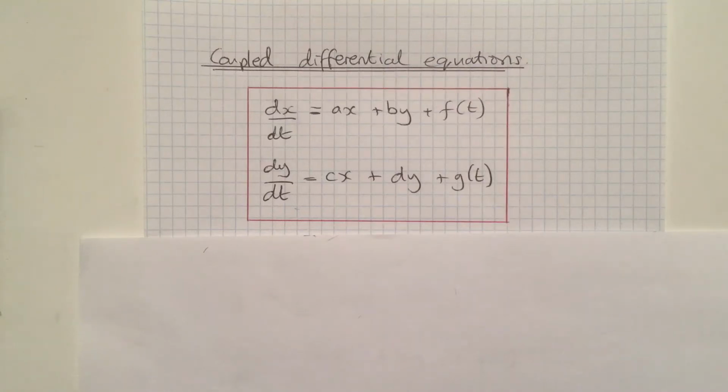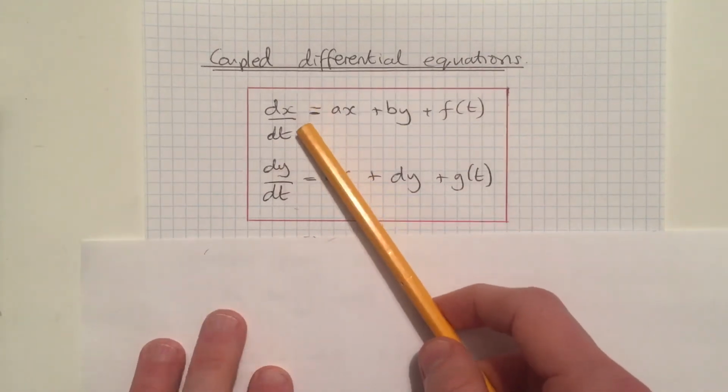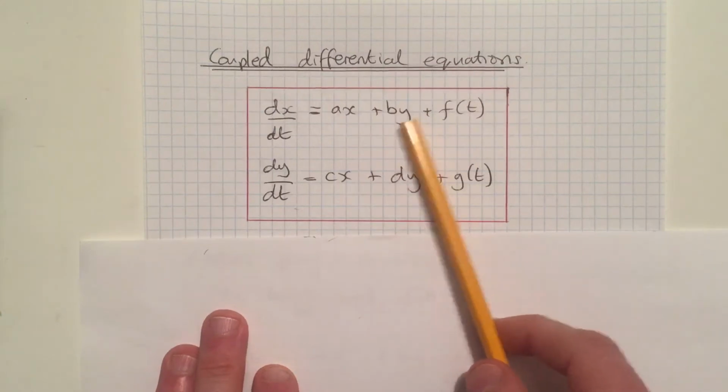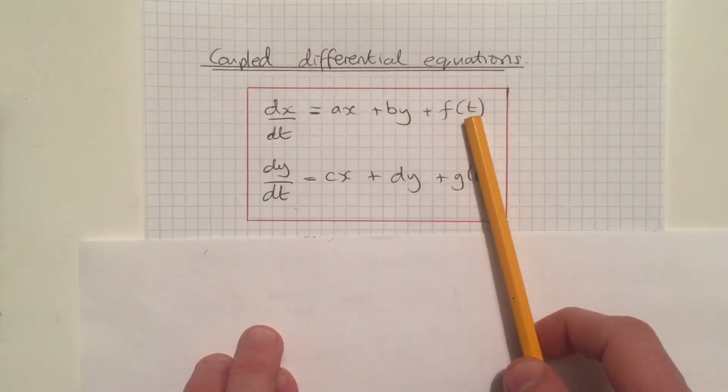In this video we're going to see how to solve coupled differential equations. That's where we have two different variables, x and y, where they both depend on time, but they are also dependent on each other. So we can see at the top here we've got the rate of change of x, which depends on x, but it also depends on y, and possibly some other function of time.